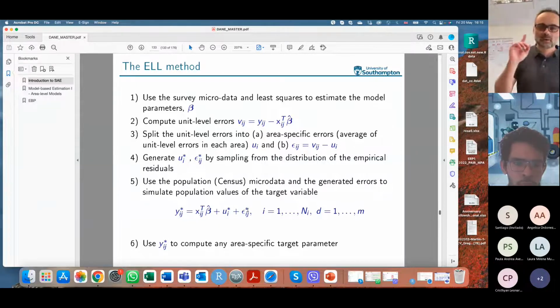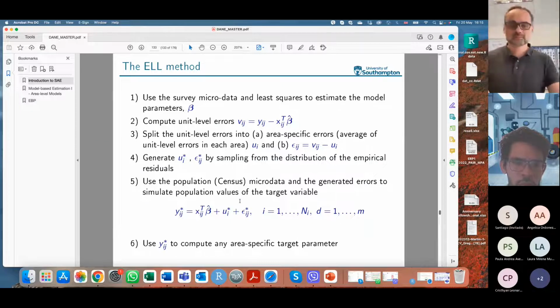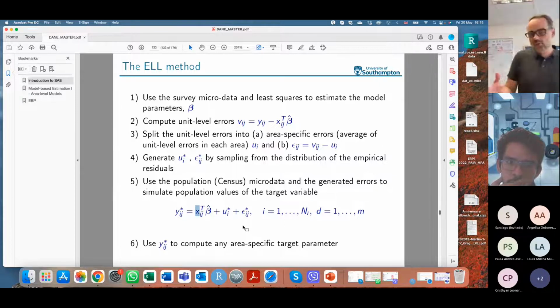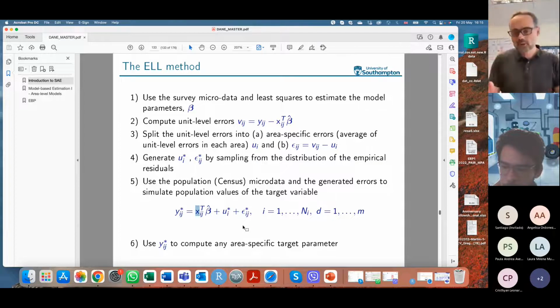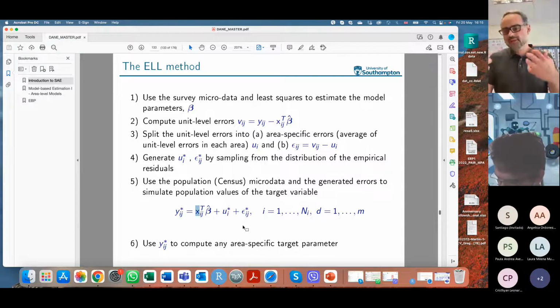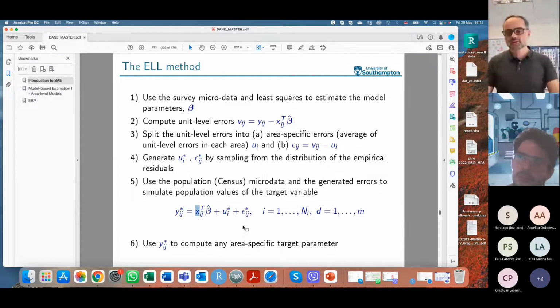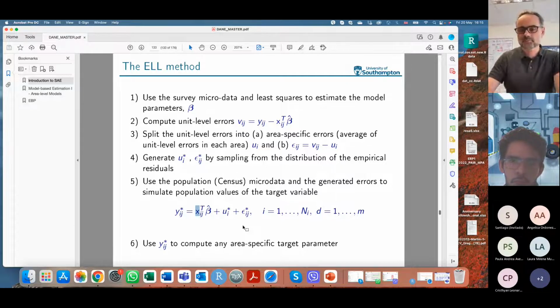Okay, now here this Xij is the population microdata. Okay, these are the population microdata. So basically what you say is that I'm going to assume a model and I'm going to use the model and the population microdata in order to simulate a synthetic version of the population of income values. Okay.